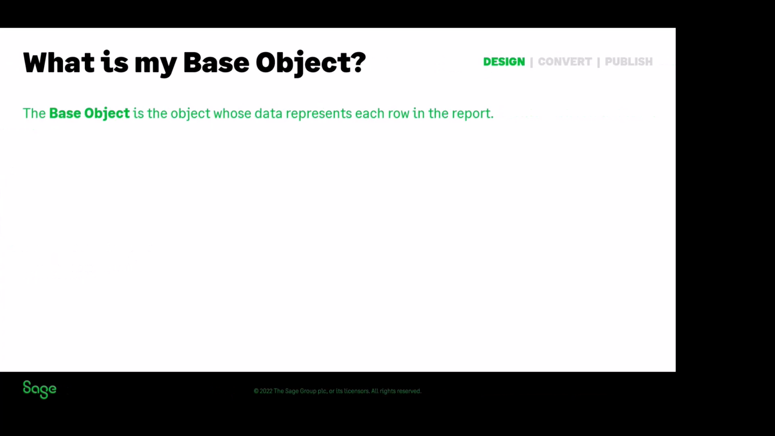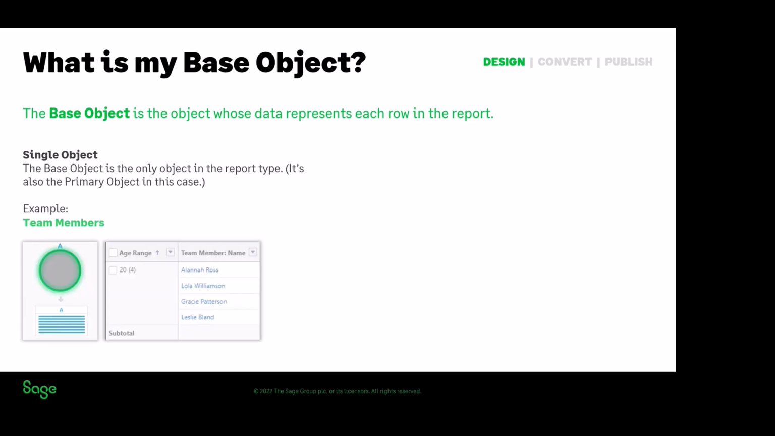So we have to find out what the base object is. This is the object whose data represents every single individual row in the report. So basically, if you were to flip the toggle that hides the details of your report, you would be hiding the records for the base object. The base object is what the record count represents for the entire report. So if you're working with only a single object in your report type, the base object is also your primary object, and that means that it's team member.